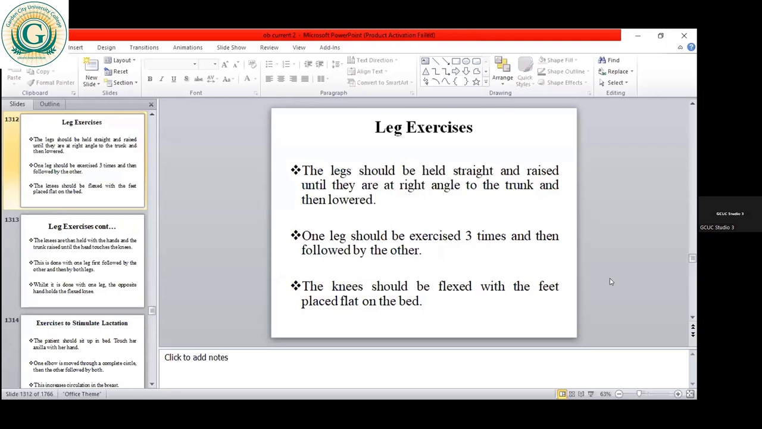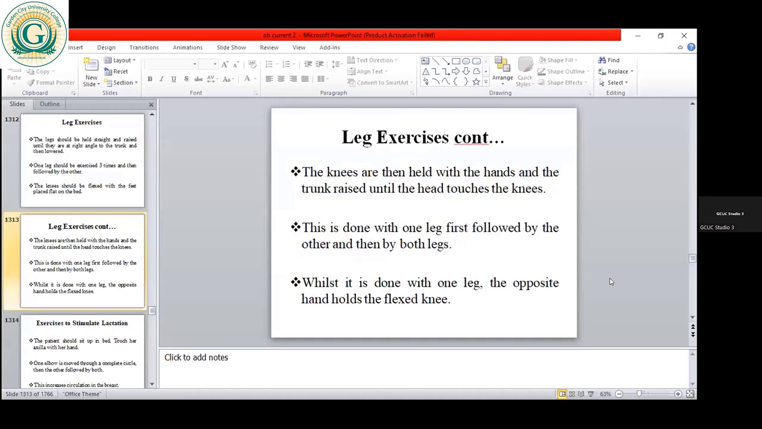Then the knees should be flexed with the feet placed flat on the bed. The knees are then held with the hands and the trunk raised until the head touches the knee. So after raising the legs, when you finish, you hold your knees and then try to get up. The woman will try to get up until her chin touches the knees. While it is done with one leg, the opposite hand holds the flexed knee. And you see that the woman will feel some tightness in her legs.